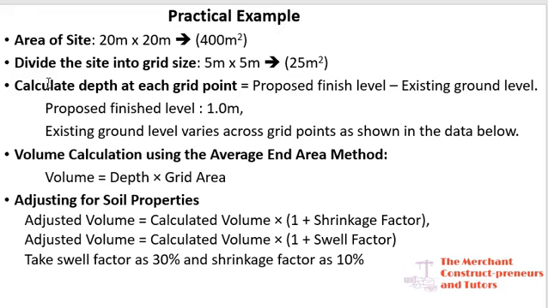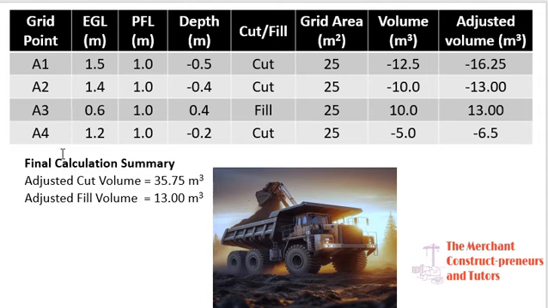Now, the next step, according to our steps, is to calculate the depth at each grid point: proposed finish level minus existing finish level. So let me go to the table so that we understand this here. This is what we have here: the area of the site. Now we are divided into four grids: Grid A, B, C, and D, A1, A2, A3, and A4.